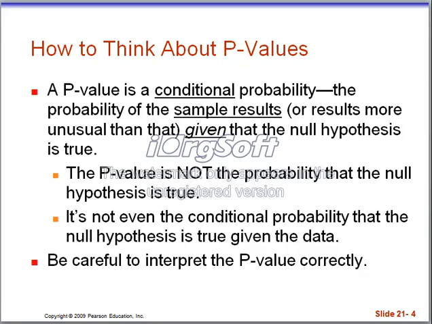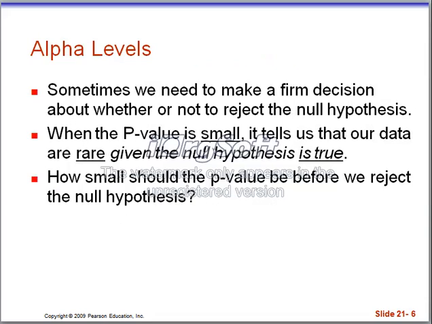Because if we're saying if the null is true, this would happen 1 in 1,000 times, well, I don't think the null is true. If the null is true, this would happen 1 in 1,000,000 times, I don't think the null is true. If the null is true, this would happen 1 in 2 times, well, that seems possible to me. So we need to remember also that we get to pick what low is by picking alpha. We get to pick our alpha levels. Basically, a small alpha level means that we'd be rejecting with more confidence.